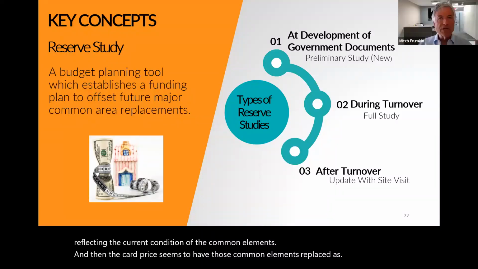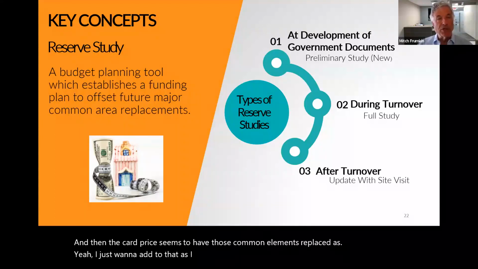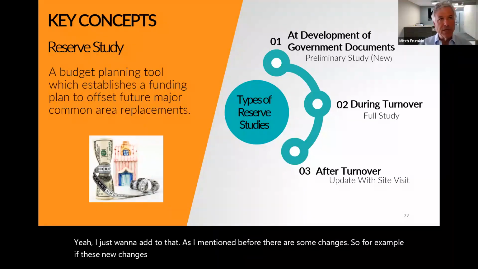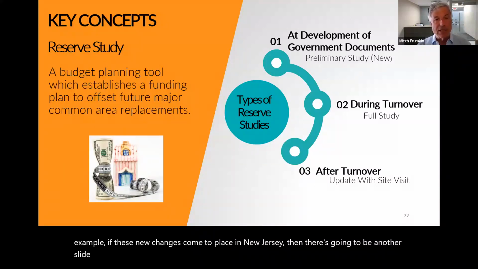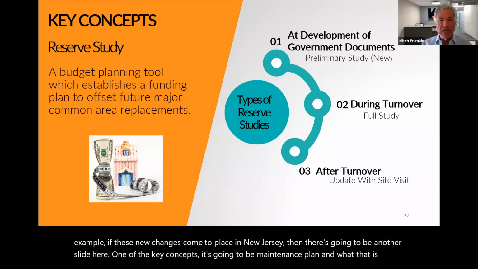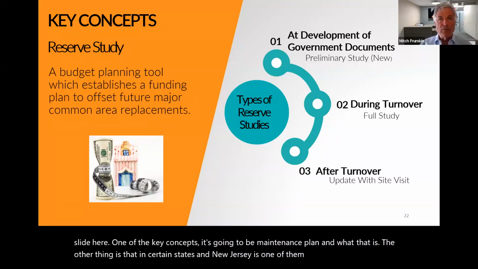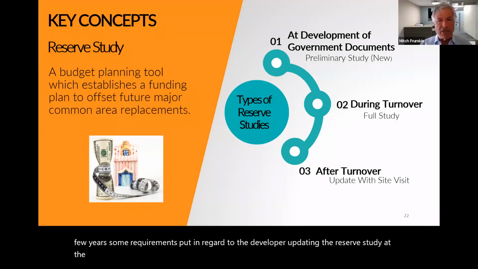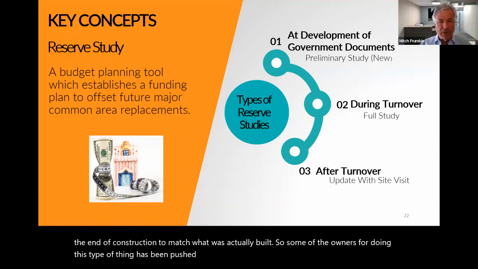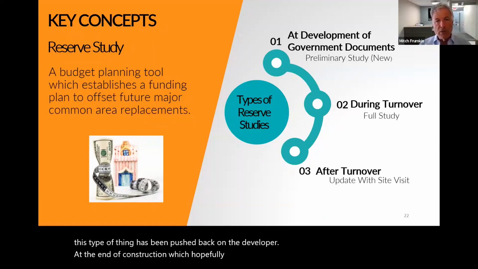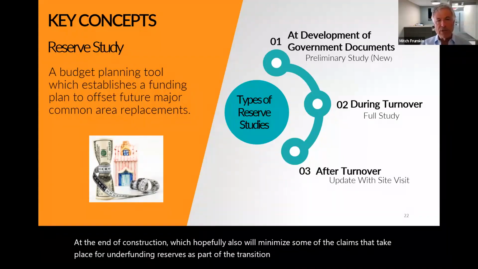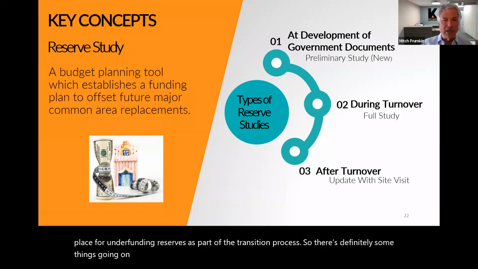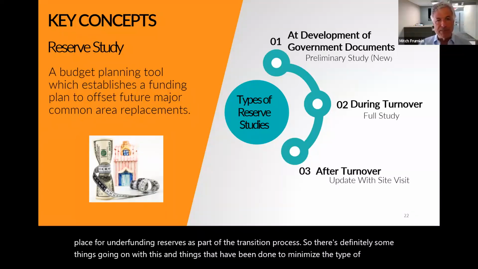Okay, next slide. Yeah, I just want to add to that. As I mentioned before, there's some changes. For example, if these new changes come into place in New Jersey, then there's going to be another slide here. One of the key concepts is going to be the maintenance plan and what that is. The other thing is that in certain states, and New Jersey is one of them, in the last few years some requirements were put in regard to the developer updating the reserve study at the end of construction to match what was actually built. So some of the onus for doing this has been pushed back on the developer at the end of construction, which hopefully will also minimize some of the claims for underfunding reserves as part of the transition process. So there are definitely things that have been done to minimize the type of claims that have been happening as part of this process.